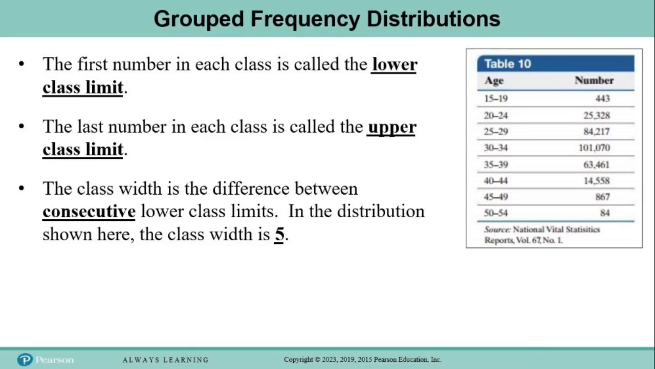And so a lot of students want to say that the class width here is 4 because 19 minus 15 is 4. And I think the word width makes them want to look this direction. But that's not the way it works. Class width is the difference between consecutive lower class limits. So the class width here is 5, not 4.